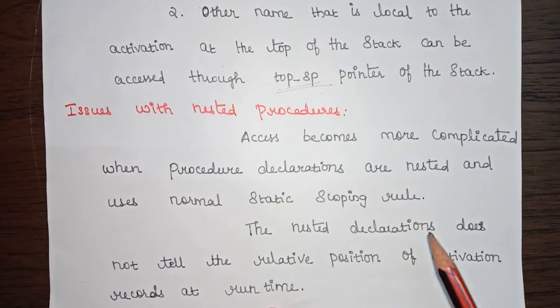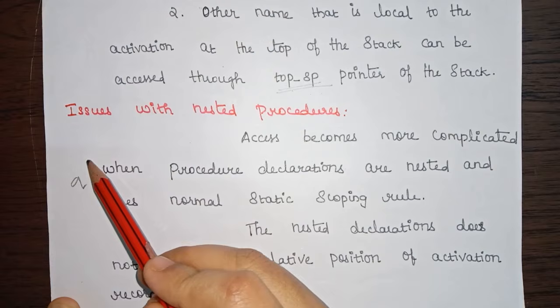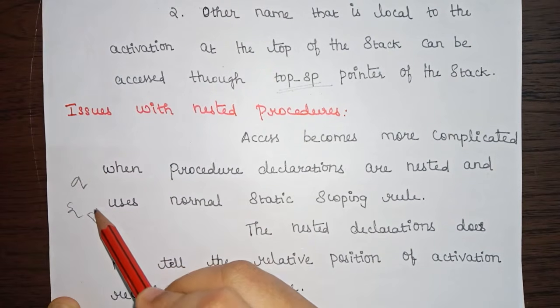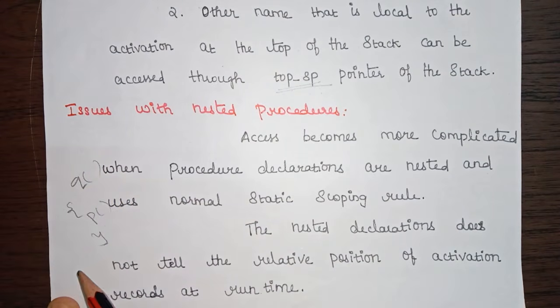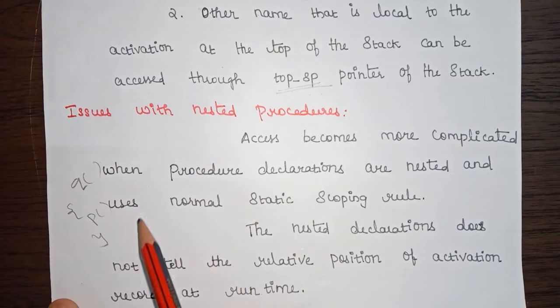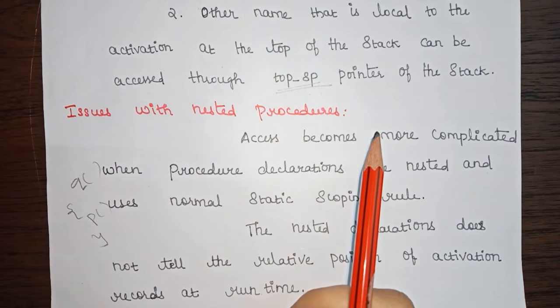The reason for this complication is that at compile time the declaration of P is immediately nested within Q, and when this is the case, it does not tell us the relative positions of the activation records during runtime. For example, we have a procedure Q and a procedure P, and P is nested inside procedure Q. If this is the case, then we cannot find the relative position of the activation records of these procedures during runtime. That is why it is not possible to access the variables easily.